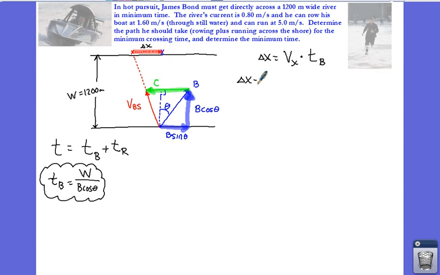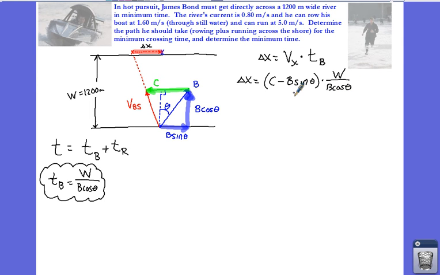So delta x would be equal to, let's see, it looks like C minus b sine theta, and then multiplied by t sub b. Well, t sub b we found was right here, w divided by b cosine theta.